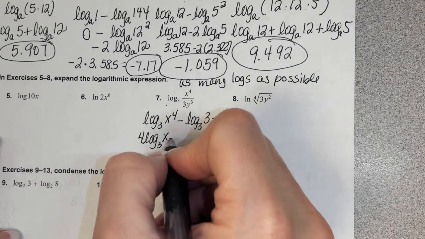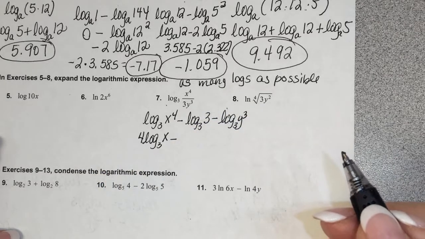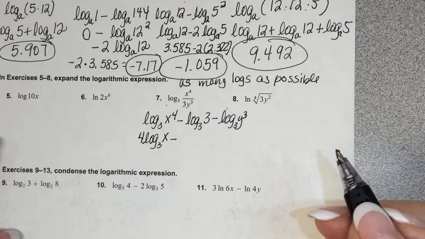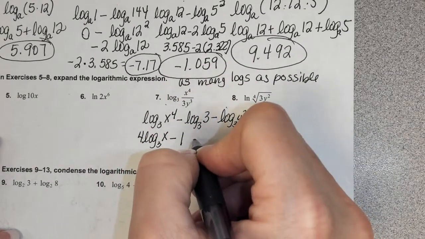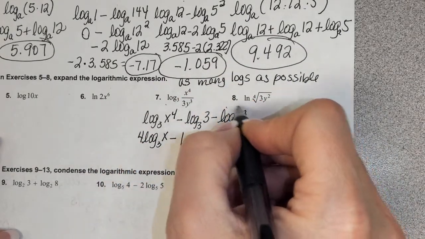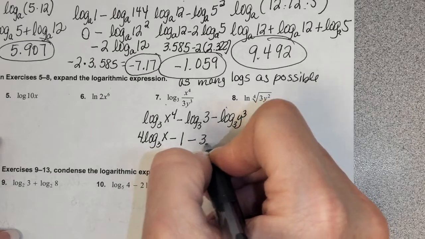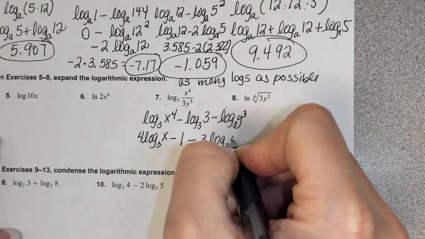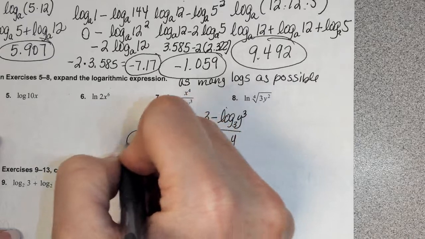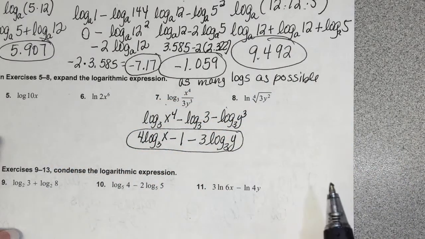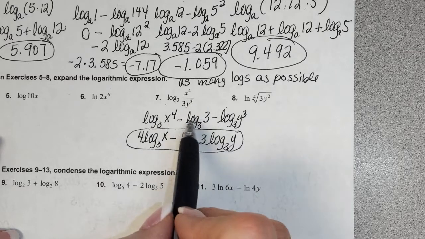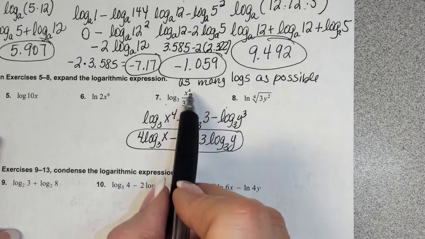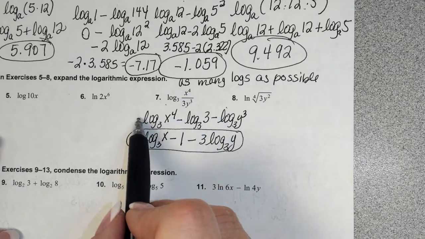What is log base 3 of 3? We should just go ahead and do that. What's log base 3 of 3? 1. So I can just replace that with 1. And then on this one, the 3 comes down in front, so it's 3 log base 3 of y. So again, any factor that's in the denominator has to become subtraction. If it's in the numerator, it has a positive in front of it.